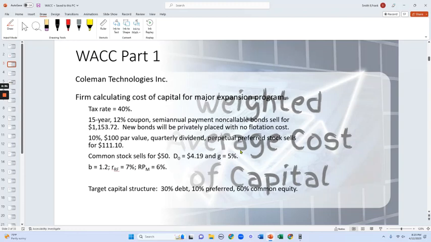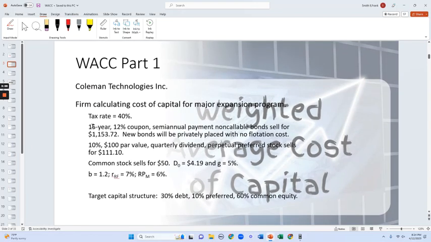The example we have here is something called Coleman Technologies. You're going to have to refer back to this part of the video, or this picture, a fair number of times, because this is the basic information that we have in order to calculate what the costs are. When you do the cost of debt, it does involve a tax component, so they give you the tax rate here. This is the debt calculation you will make.